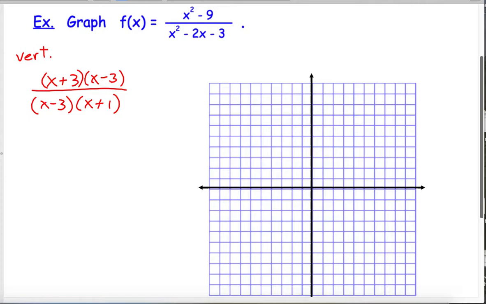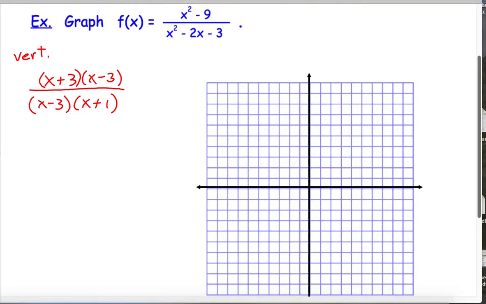All right, now, can we cancel any of these? Yes, we can cancel the x minus 3's. So what does that tell me? That tells me that there is a hole at x equals 3 in my graph, but not a vertical asymptote. And so I only have one vertical asymptote, and that's going to be at x equals -1. So I'm going to go ahead and graph that.